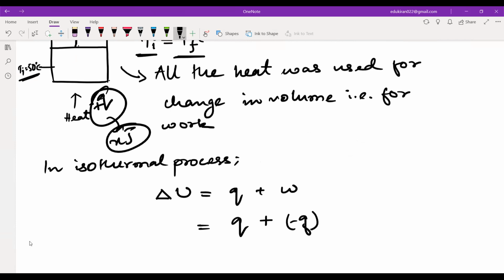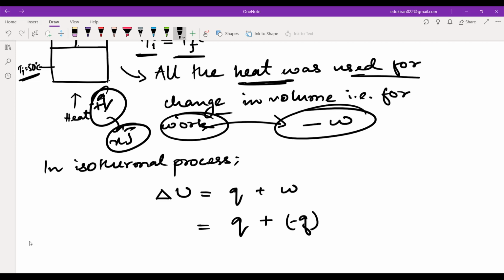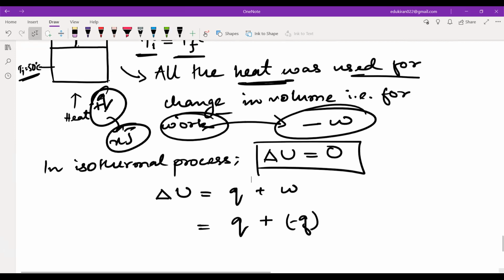Right, the heat was used for the change in volume, that is for work. So whatever plus Q we are giving is taken out as minus W, and hence we can say that in isothermal process, delta U is equal to 0. The change in internal energy is equal to 0. Whatever energy I was giving in the form of heat is taken away by the system in terms of work done. So the system is doing work and spending all that energy that I gave it, and hence delta U is equal to 0.